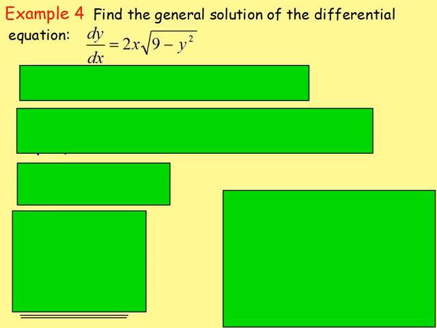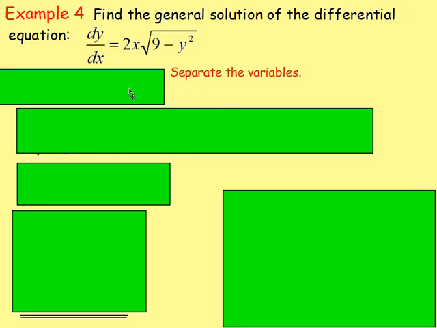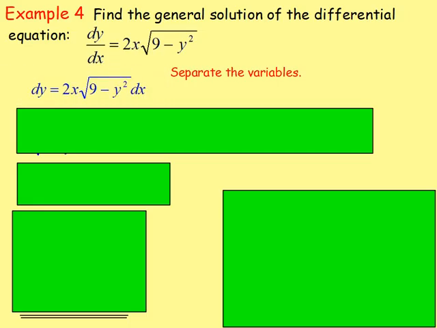Example 4, find the general solution of this differential equation: dy by dx equals 2x multiplied by the square root of 9 minus y squared. As you know, the first thing you want to do is separate the variables. So, move dx to the other side. Multiply both sides by dx. Let's do that first of all.